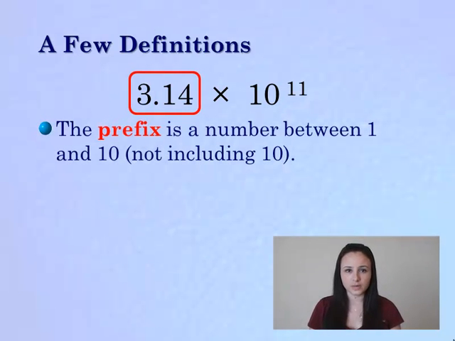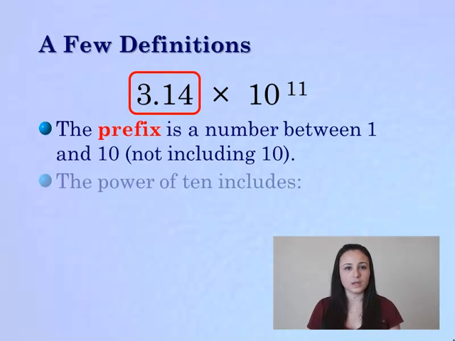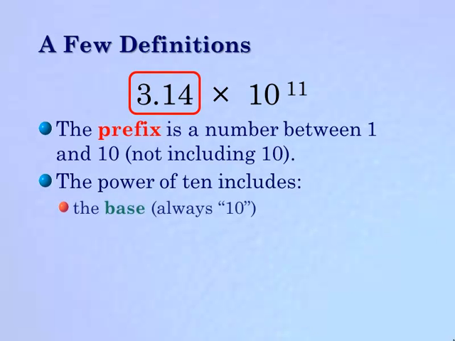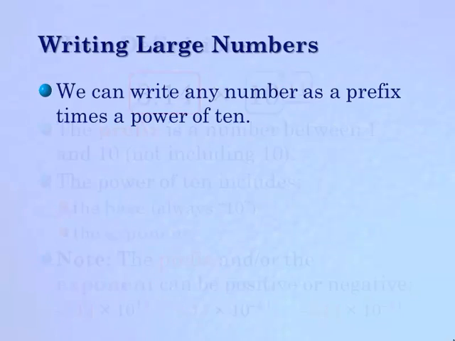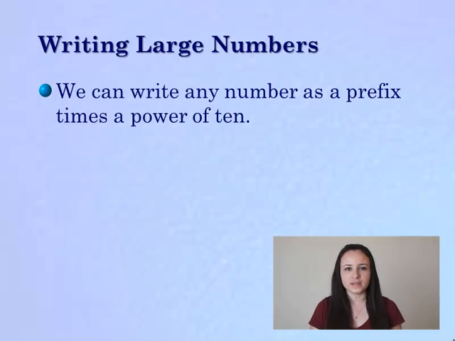So a few definitions and terms are important for us. Scientific notation is a prefix followed by a base and an exponent. The prefix is a number between 1 and 10, but not including 10, followed by the power of 10, which is the base, which is always 10, and an exponent, which is the integer up at the top. The prefix and the exponent can be positive or negative. So you can have negative 3.14 or positive 3.14. You can have 10 to the negative 11 or 10 to the positive 11, as you see in those examples here.